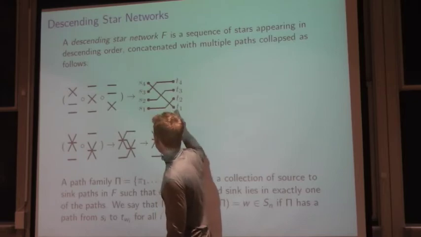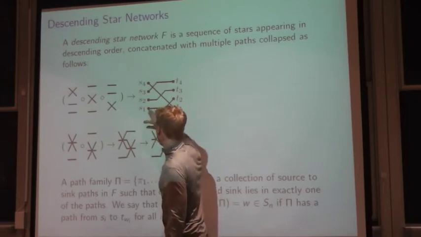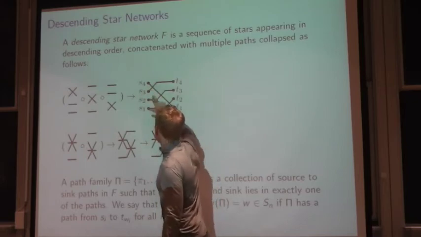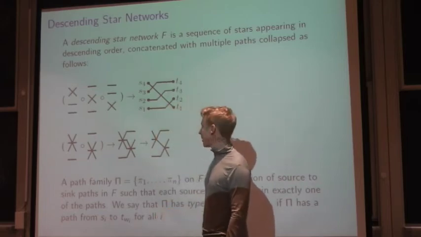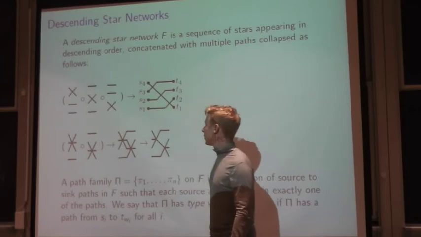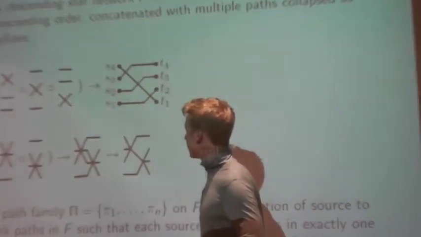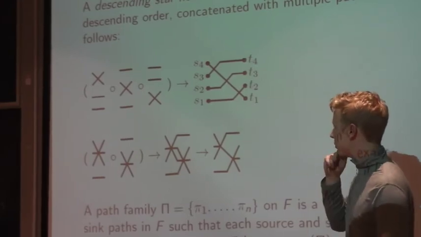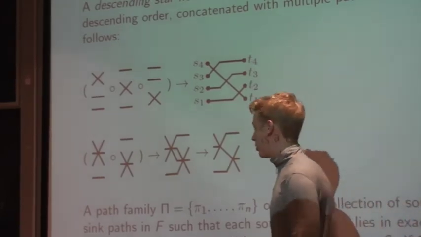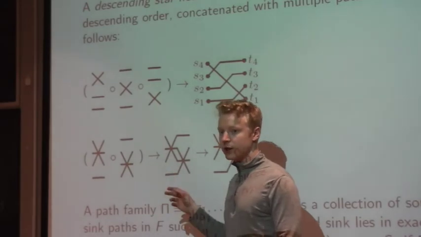What we end up with at the end is just a planar network with 4 sources on the left and 4 sinks on the right. We're not really going to be worried about what may have previously been internal vertices. And then we do this one other move: if we end up with multiple paths connecting a pair of vertices.